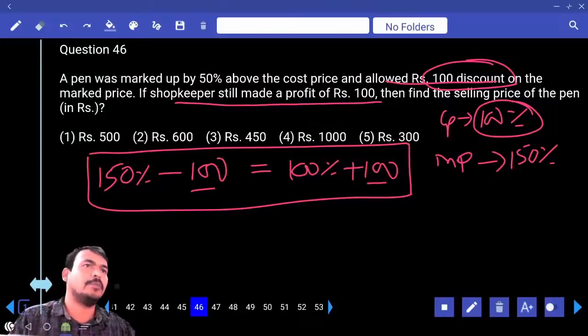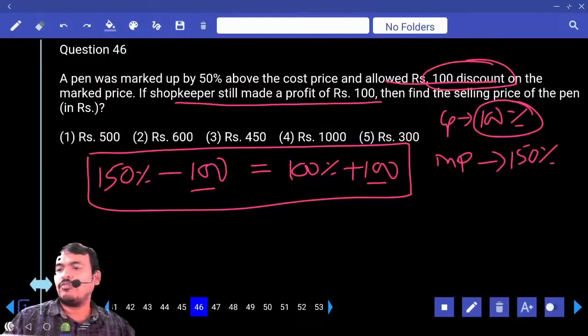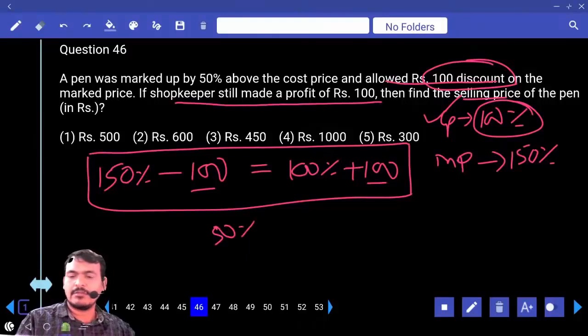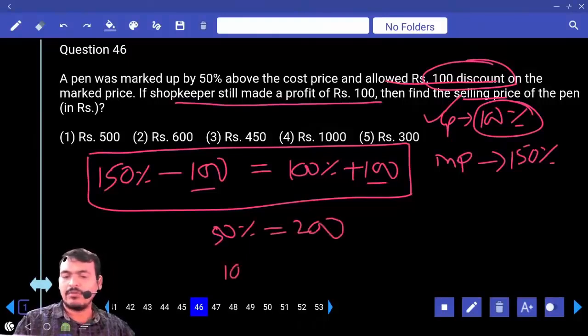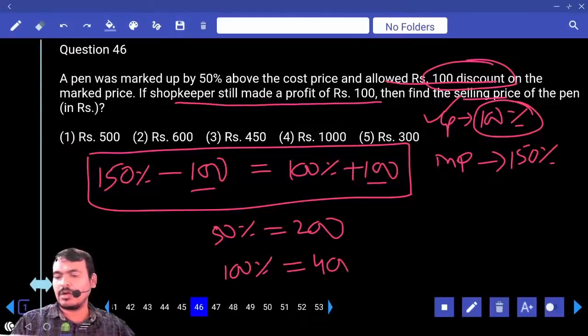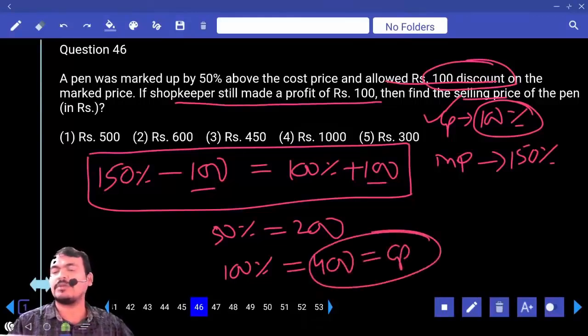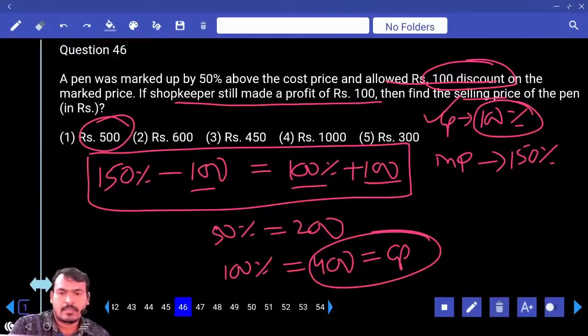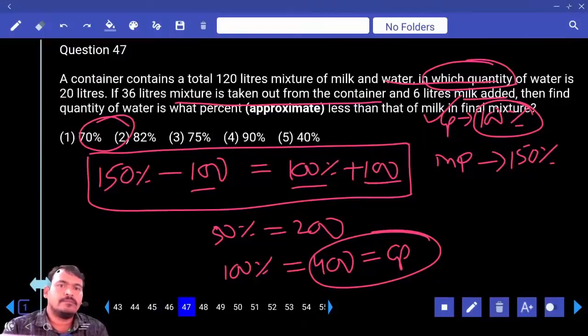50% is 200, so 100% is 400 or not? Is 400 the cost price or selling price? Cost price. But we require the selling price, or not? Then is the answer 500 or not? 50% we are getting 200. 100% value is 400. 100% is the cost price, but do we require selling price or cost price? Selling price. Then the answer is 100% plus 100. The answer will be 500. We just took market price minus discount, and cost price plus profit.